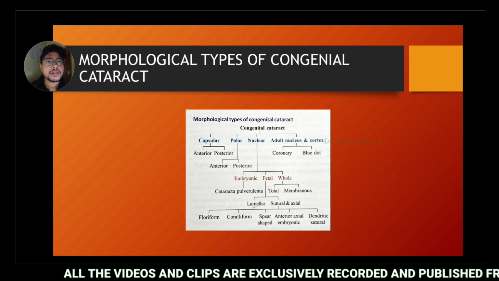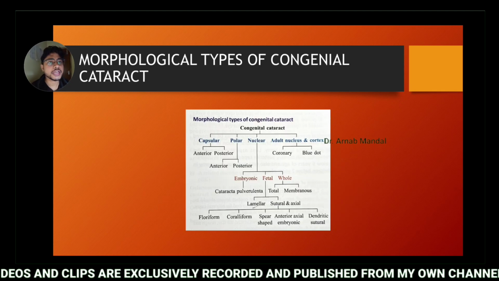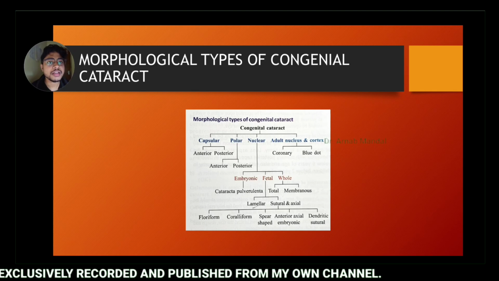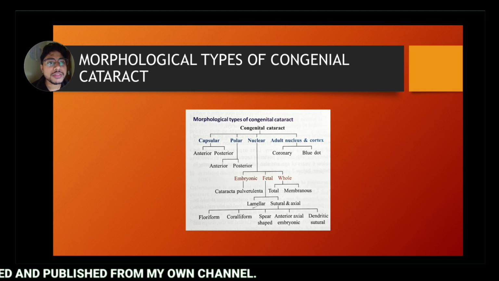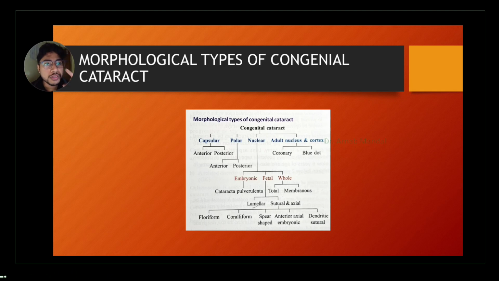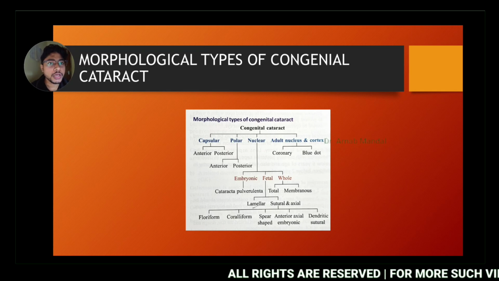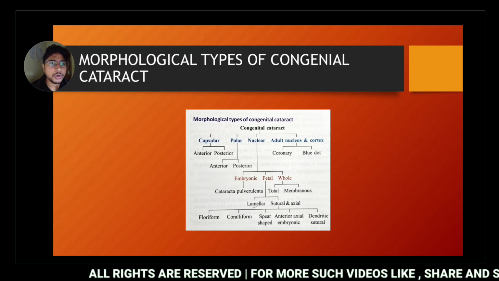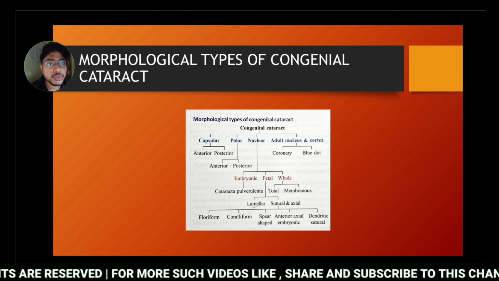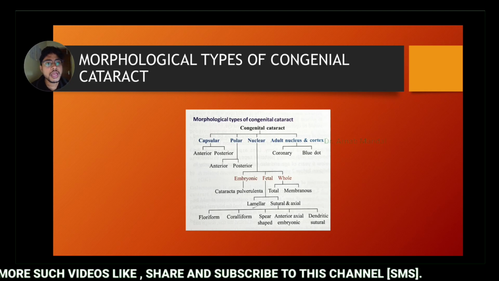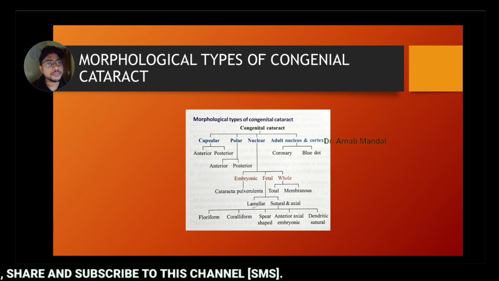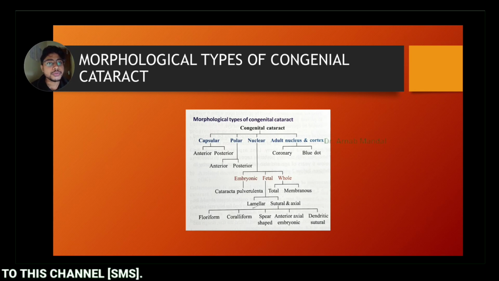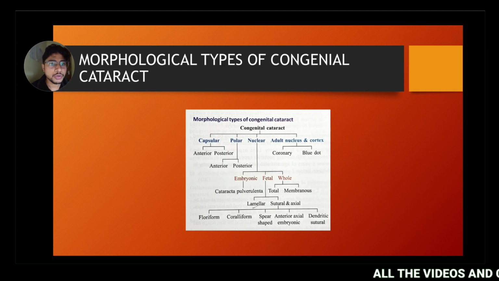Next, regarding morphological types of congenital cataract, here a brief classification is given. There are broadly 4 types according to the zones where the cataract has started. We have classified them as capsular, polar, nuclear, adult nucleus, and cortex. In the capsular type there are 2 types, anterior and posterior capsular. In the polar we have 2 types, again anterior polar and posterior polar. In the nucleus we can divide into 3 parts: embryonic part, fetal part, and as a whole.